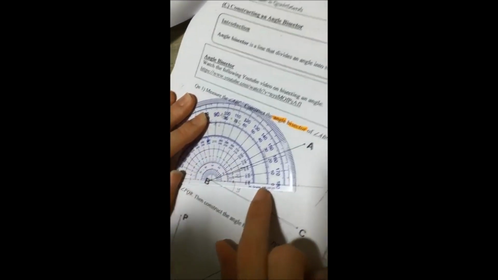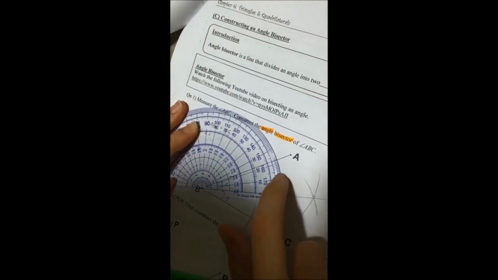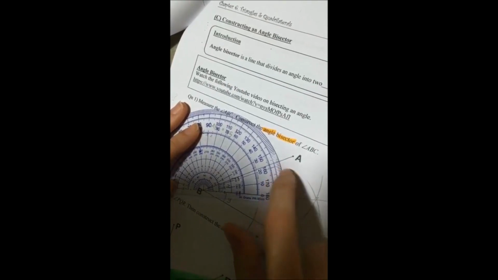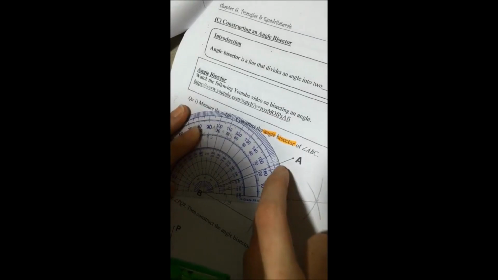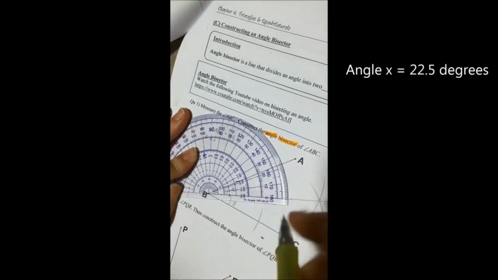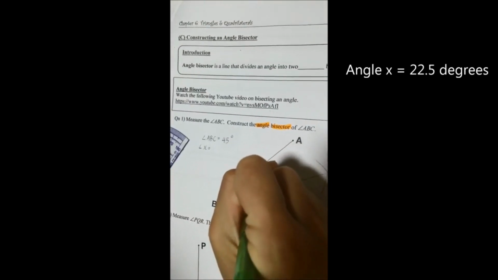Okay, and we see that angle X, starting from 0 here all the way up, is about 22.5. So angle X is 22.5 degrees.